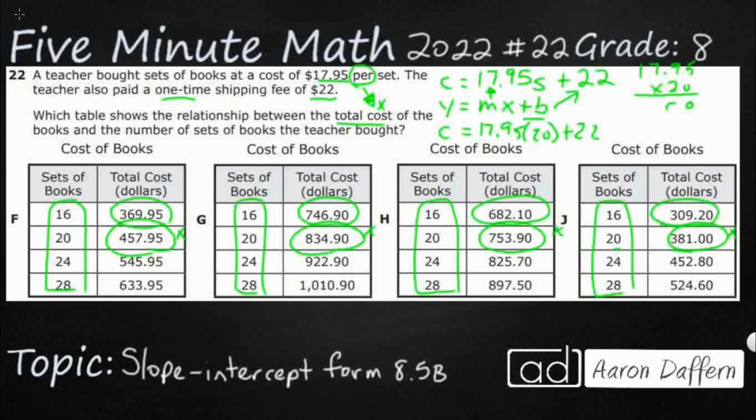So 2 times 5 is 10. That's 18. That's 19. That's 14. That's 15. That's 2. That's 3. I've got 2 digits behind the decimal in my factor, so I need 2 digits behind the decimal here. All right, so I've got 359.